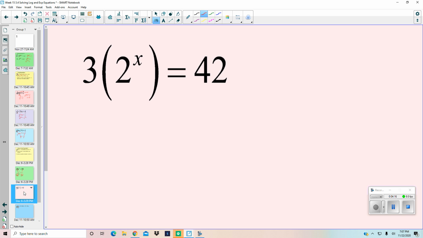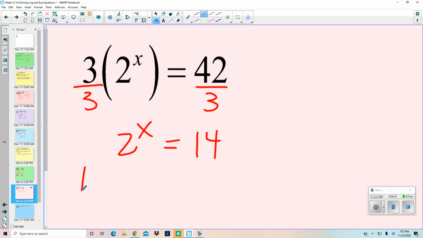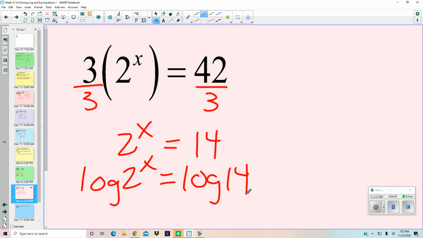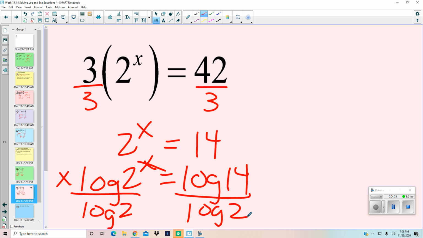Here I have base 2. So I'm going to use logarithms. Divide by 3. So I get 14. Then I take the log of both sides. Put the x down in front. Divide by log 2. Okay, and so my answer is log 14 divided by log 2.